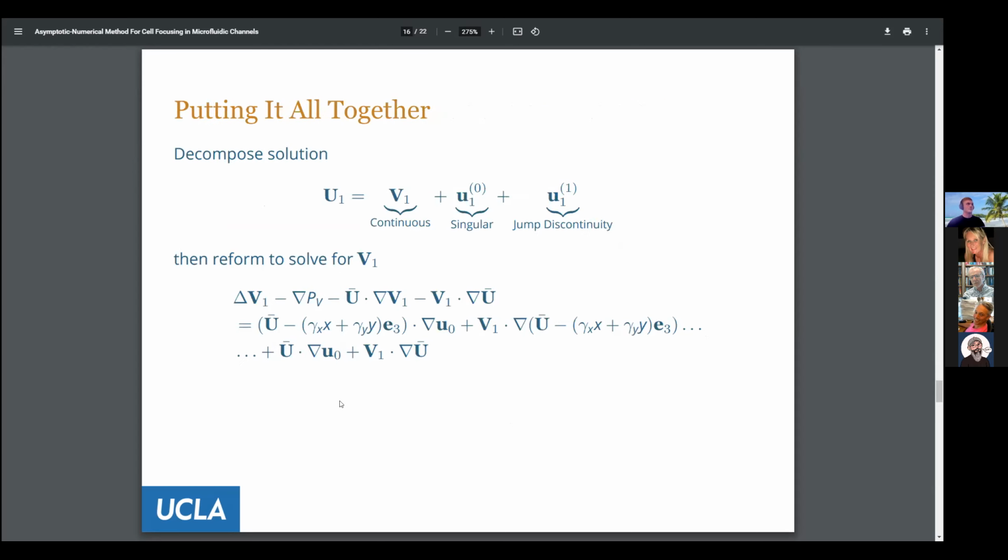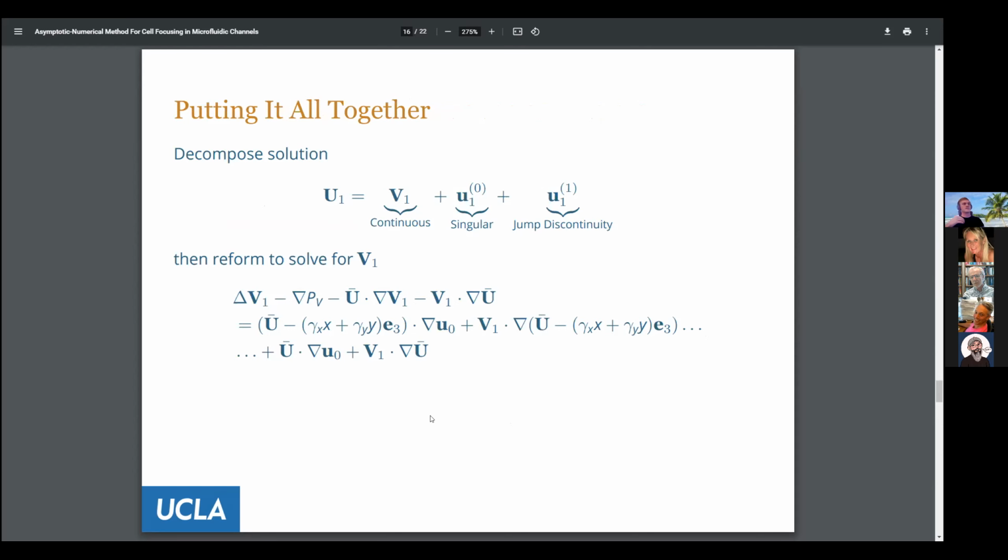And so to try to fix this, what we do is we decompose the solution into a continuous, a singular, and a discontinuous part, and then reformulate the problem into a new PDE, which, while it may look more complicated, it's the exact same PDE, just with a more complicated right-hand side.